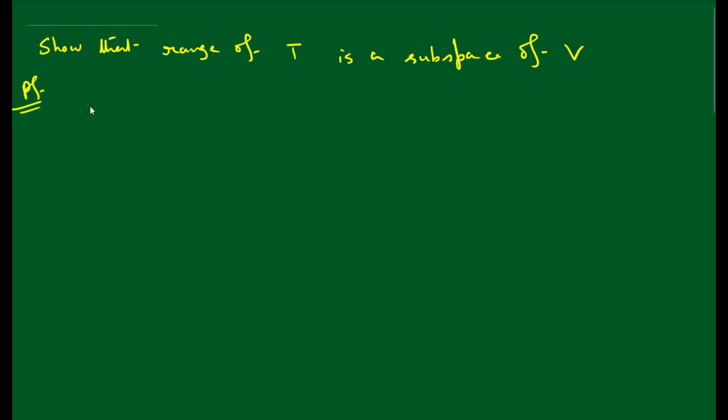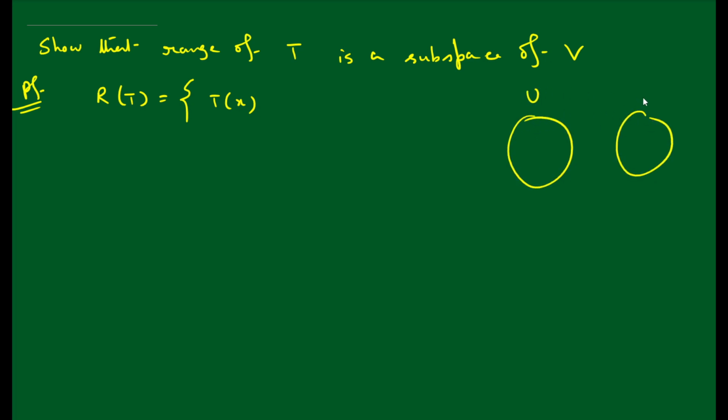Okay, proof. So for that, let us define what is R of T. In R of T, what type of element will be there? T of x. Because you see, if this is U, this is V, and the function is T. So if we take element x here, इसका जो image है वो कैसे लिखते हैं? T of x. So what kind of element will be there? T of x, such that जो x था वो कहाँ पे था? Belongs to U. Okay, this is the definition of range space.